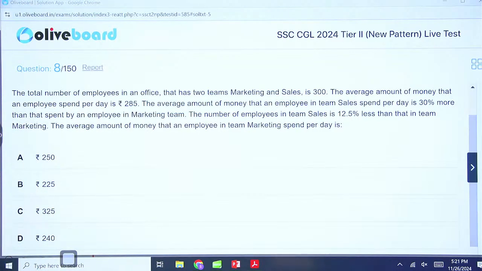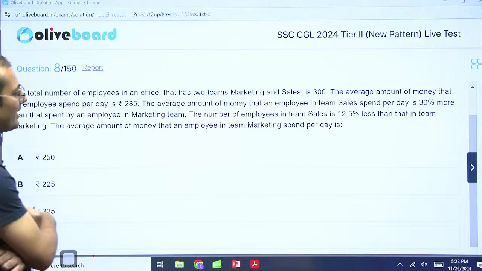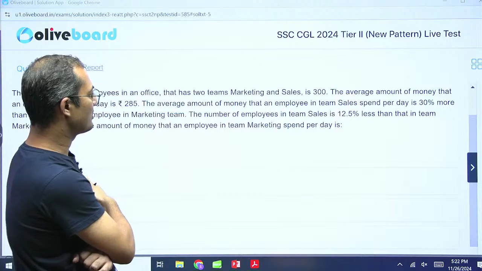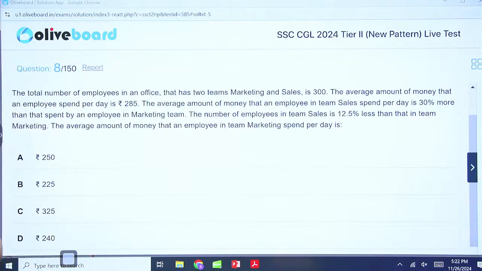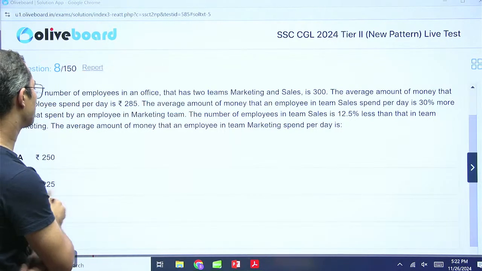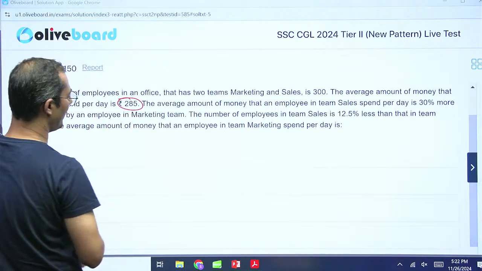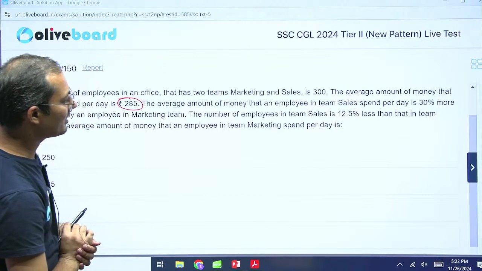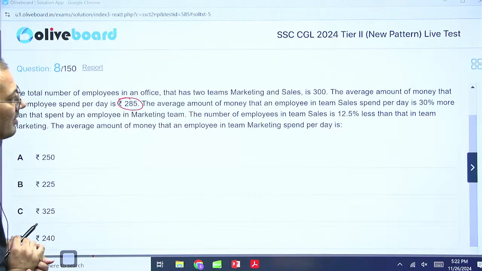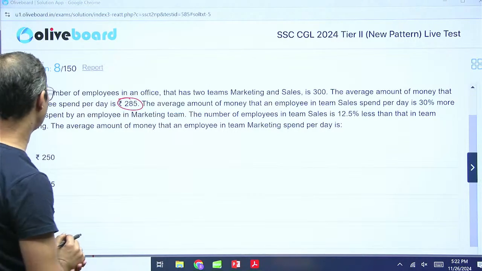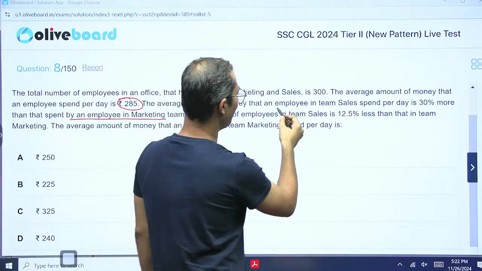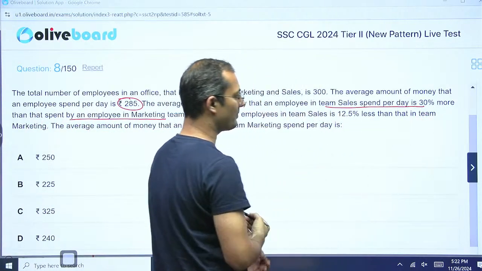The total number of employees in an office that has two teams, marketing and sales, is 300, right? The average amount of money that an employee spent per day is 285. The average amount of money that an employee in the sales team spent per day is 30% more than that of an employee in the marketing team, right?